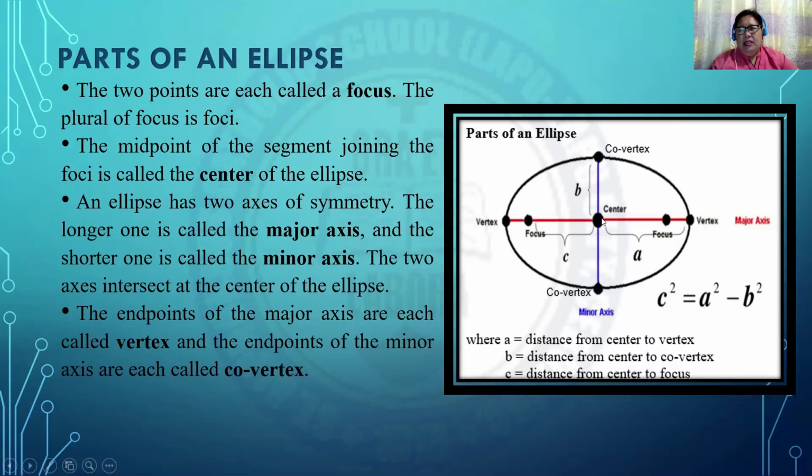A is the distance from the center to the vertex. B is the distance from the center to the co-vertex. And C is the distance from the center to the focus. And to solve for C, we have to observe this formula. C squared is equal to A squared minus B squared. Or C is equal to the square root of A squared minus B squared.